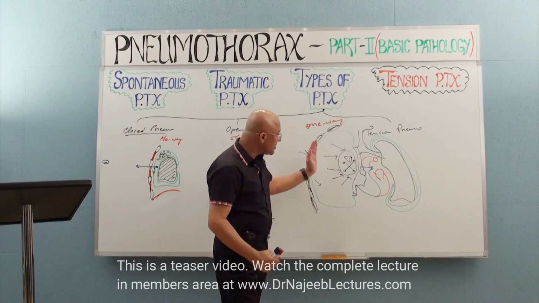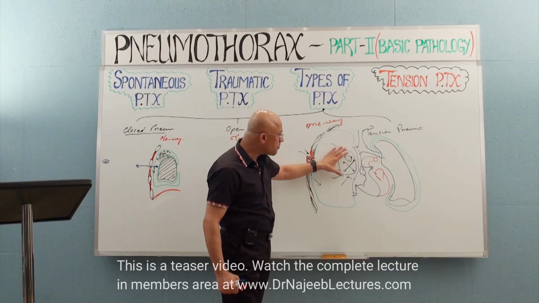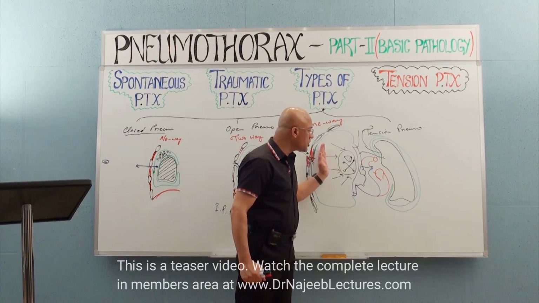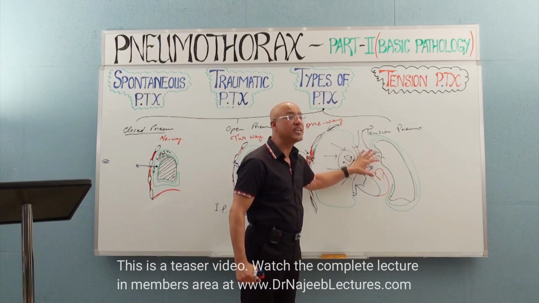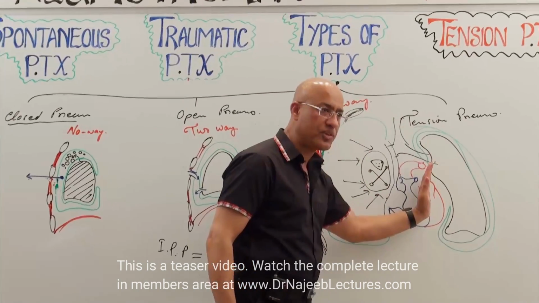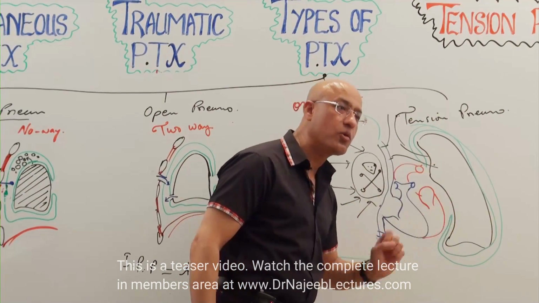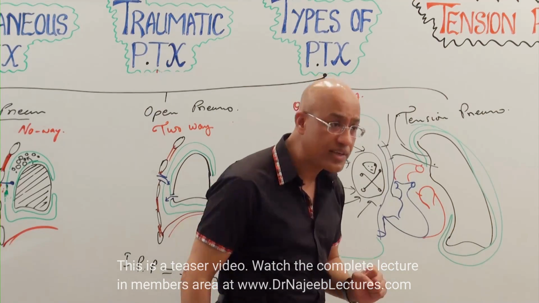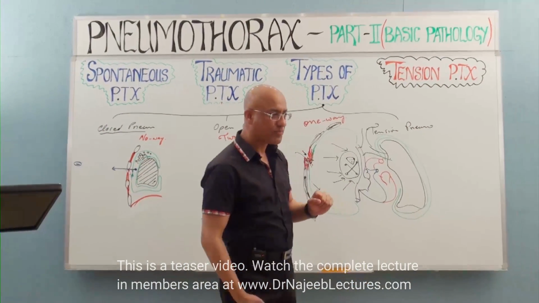Is that right? This will forcefully compress the lung, and this compressed lung even will be pushed to the opposite side, and that may compress the mediastinum and lead to mediastinal shift to the opposite side, and even the opposite lung may also partially collapse. It's a very dangerous, life-threatening situation, right?